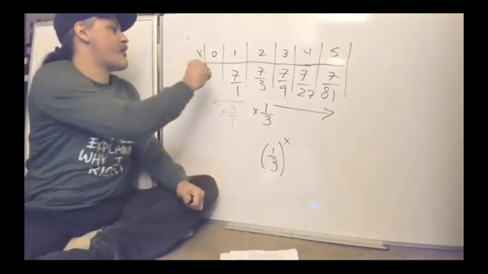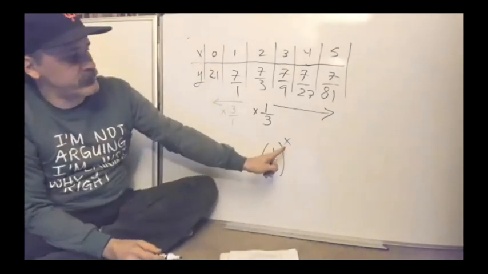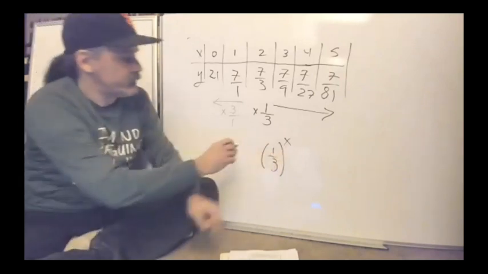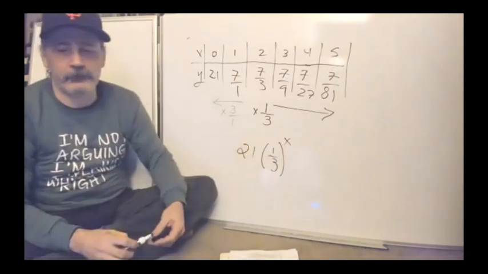21. So that means when the exponent is 0, this would become 21 times 1.